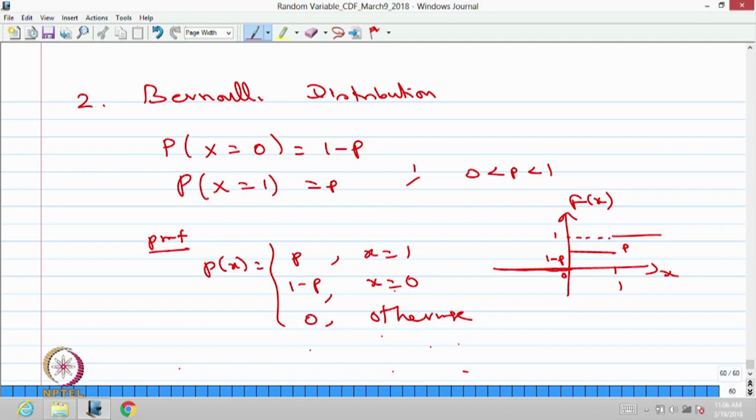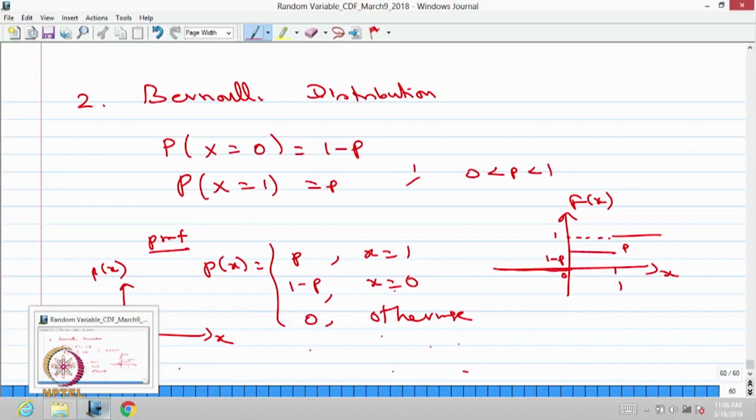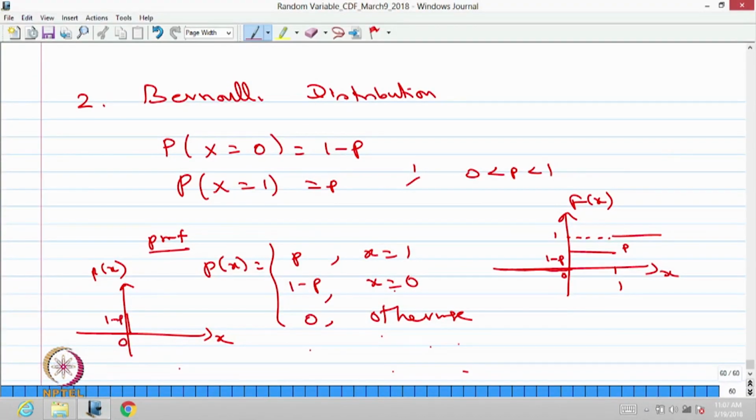That means, for this discrete type random variable, the CDF has 2 jumps. One jump is at 0 with the jump value 1 minus p, and the next jump at the point 1 with the jump value p. Therefore, this is a discrete type random variable, and you can draw the probability mass function also in a similar way. So, at x is equal to 0, the height is 1 minus p. At x is equal to 1, it has a jump p.